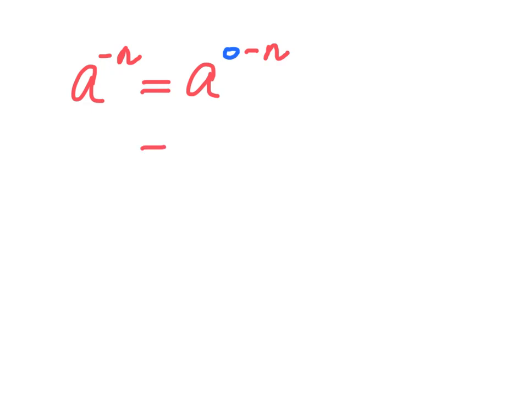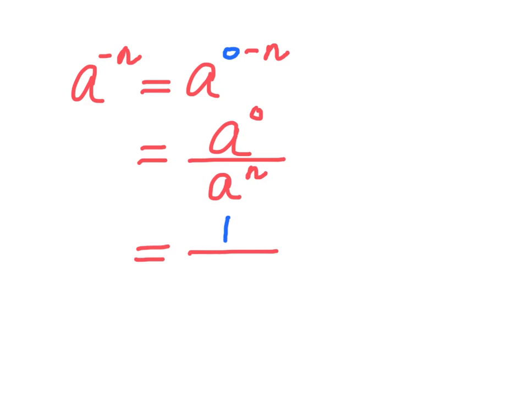And then don't forget that for a to the power 0 minus n, we apply the law of subtraction. That means a to the power 0 over a to the power n, because it is division. But as we've just learned, a to the power 0 is 1. And a to the power n doesn't change. So you can see that a to the power negative n equals 1 over a to the power n. That's how the equation comes about.